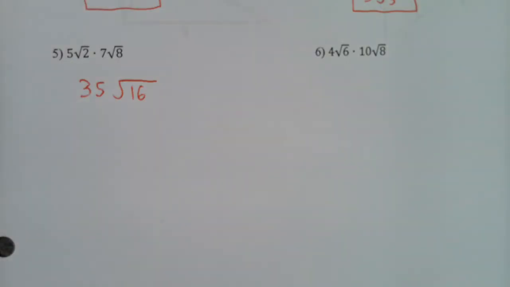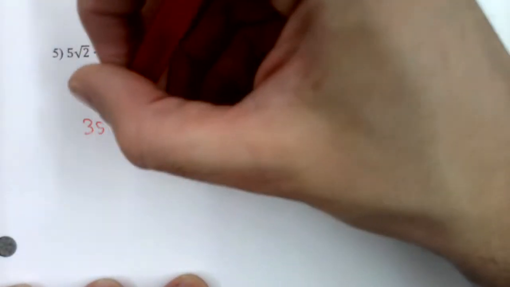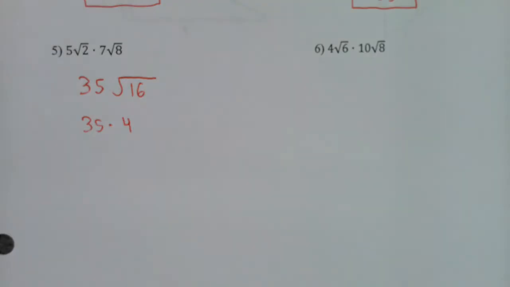Now, you can simplify the square root of 16 down further, because the square root of 16 is on my list of perfect square numbers. It's just 4. Okay, 35 times 4 is 140.